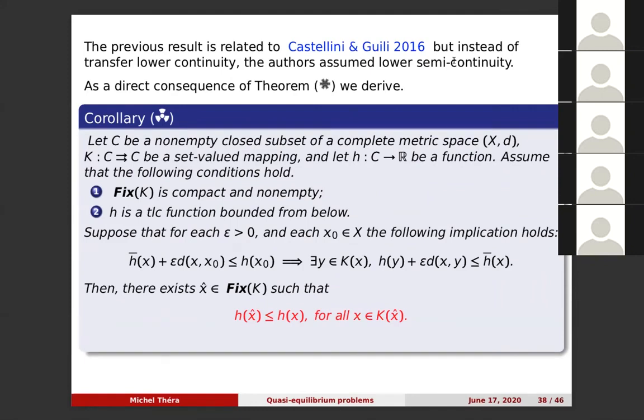As a direct consequence of this theorem, we have that under the same conditions, the set of fixed points of K is compact and non-empty, H is transfer lower semi-continuous and bounded from below, and also important, we are in a complete metric space, C is non-empty and closed, and also the same condition I've given before. Then we have a fixed point of K, x hat, such that h of x hat is less than or equal to h of x for every x belonging to K of x hat.